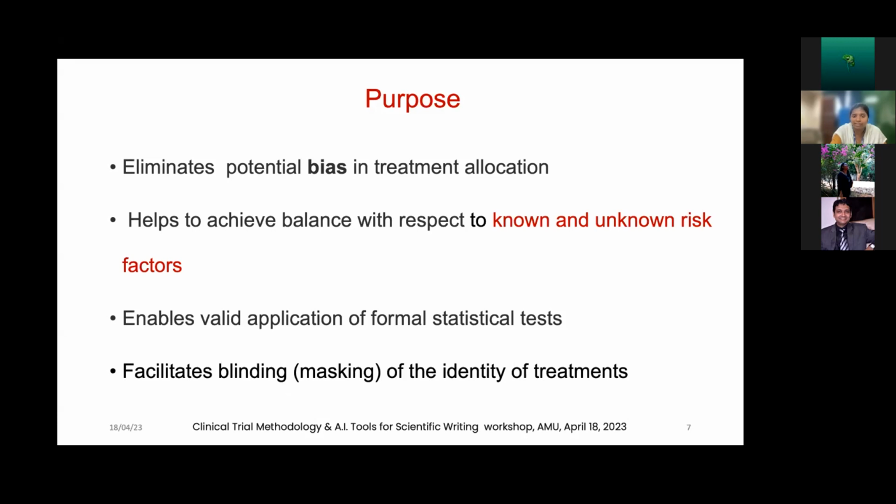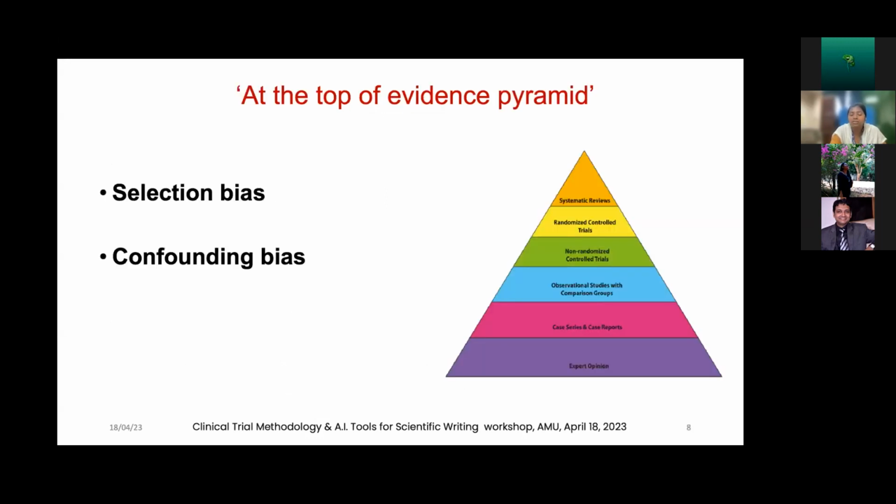It eliminates bias. It achieves balance between known as well as unknown risk factors. It enables the valid application of statistical inferential testing, and it facilitates the blinding procedure as well. Thus, it eliminates two important biases that happen in clinical research. One is selection bias. A researcher who might be enthusiastic about showing a positive result in an experimental group might subconsciously, if the selection is left to him or her, choose a younger population or patients with good prognosis to enter into the trial.